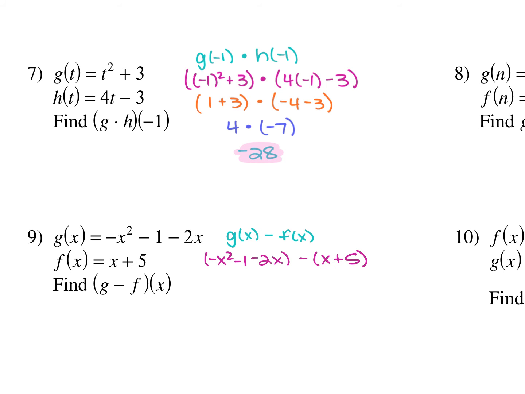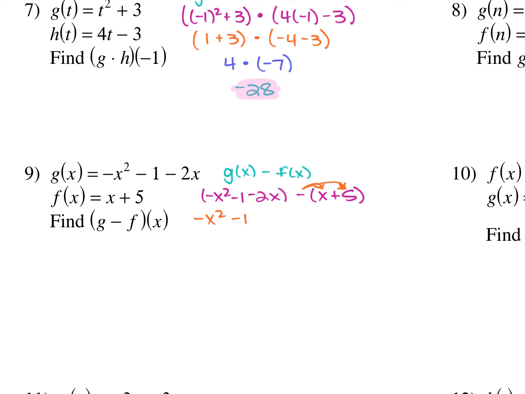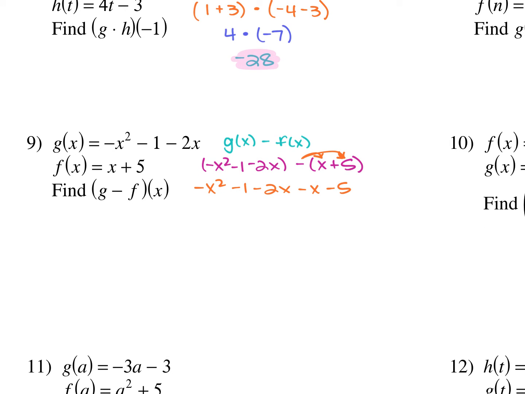When there's a negative in front of that set of parentheses that comes last, what are you going to do with it? Distribute it in. So this is going to give us negative x squared minus 1 minus 2x minus x minus 5. From here, you're going to combine your like terms, keep it in standard form. So that negative x squared goes down first. The negative 2x minus x is negative 3x. Then the negative 1 minus 5 is negative 6.